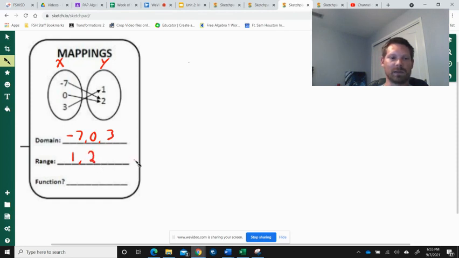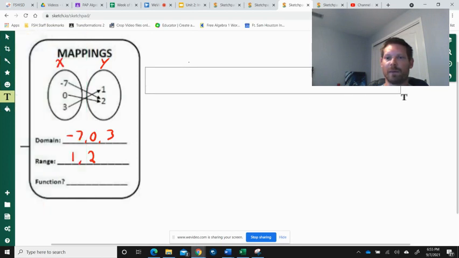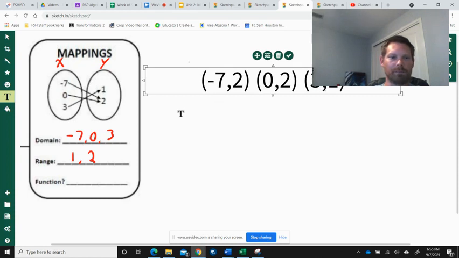Okay, it's a little weird, first example like that where they don't match up. That doesn't necessarily mean it's not a function, though. Let's see. I'm going to write these out as ordered pairs and see if that makes it a little bit more clear. -7. That arrow goes to 2. 0 has an arrow that goes to 2. And 3 has an arrow that goes to 1. All right, so there's what we got.